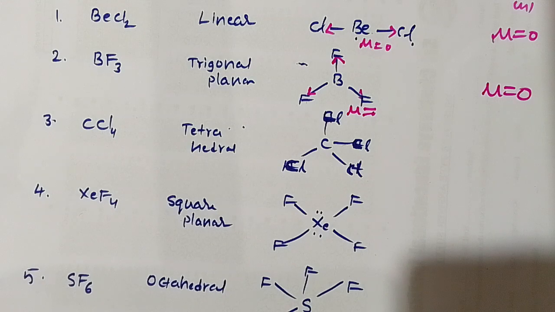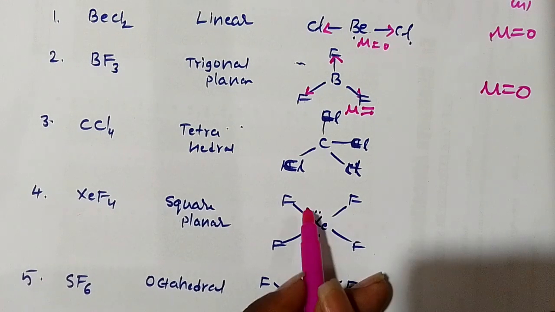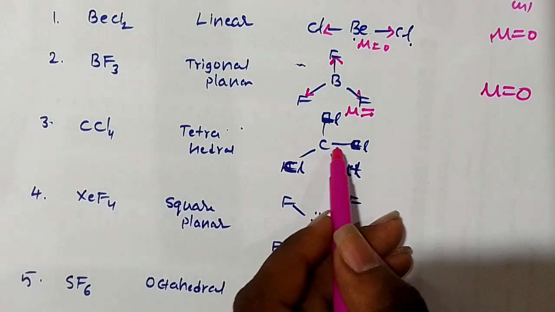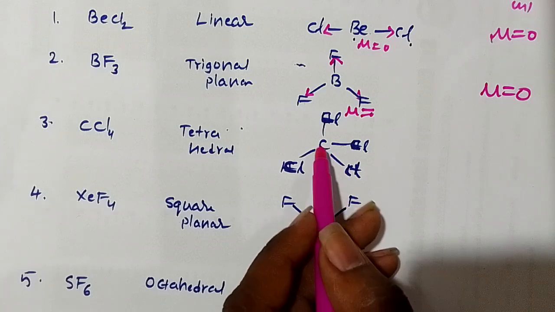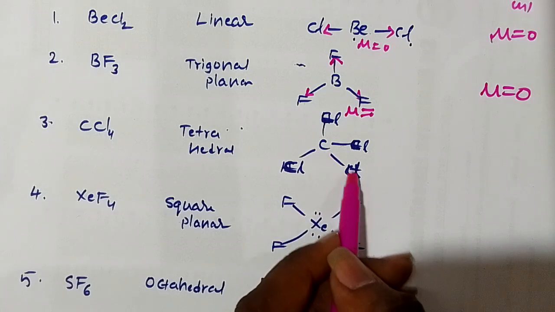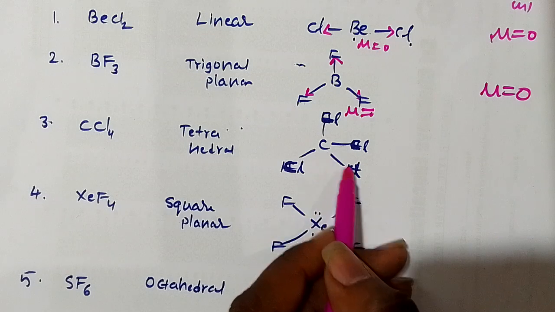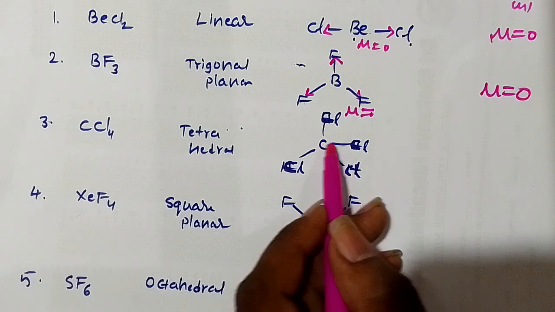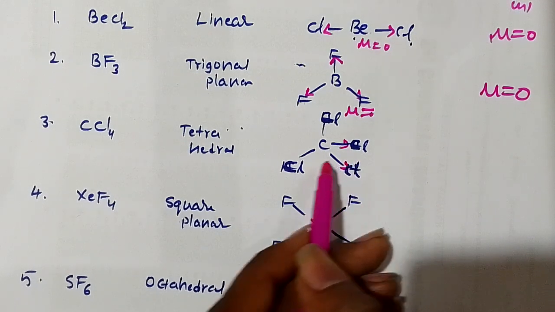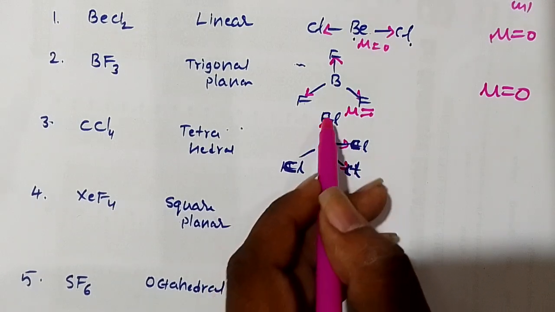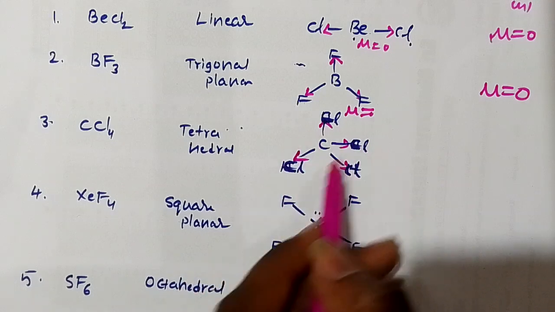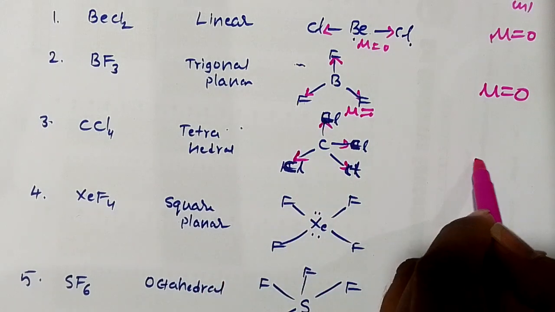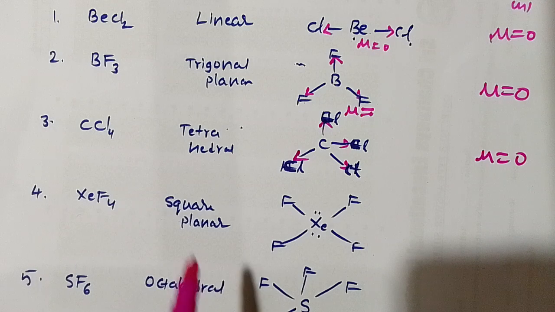Next, carbon tetrachloride. It is tetrahedral in shape, and the structure is like this. It is also a symmetrical shape. Compared to carbon, chlorine is more electronegative in nature. Each chlorine attracts the bonded electrons towards itself with some force. The net force becomes 0. That's why the net dipole moment is 0.